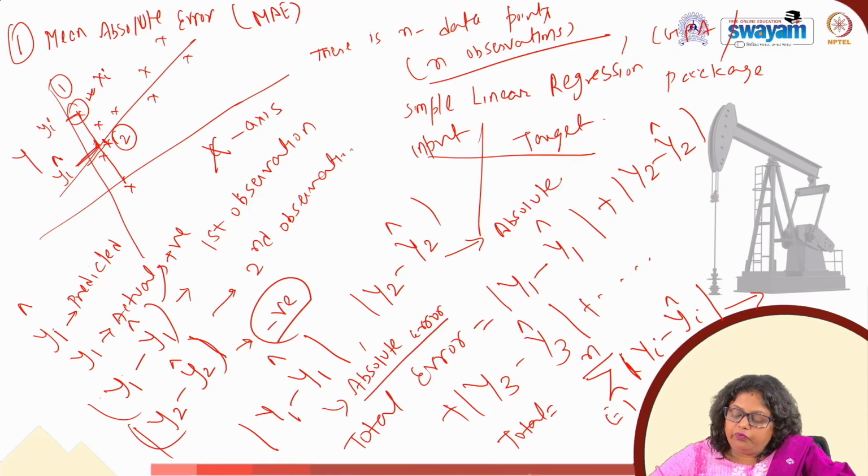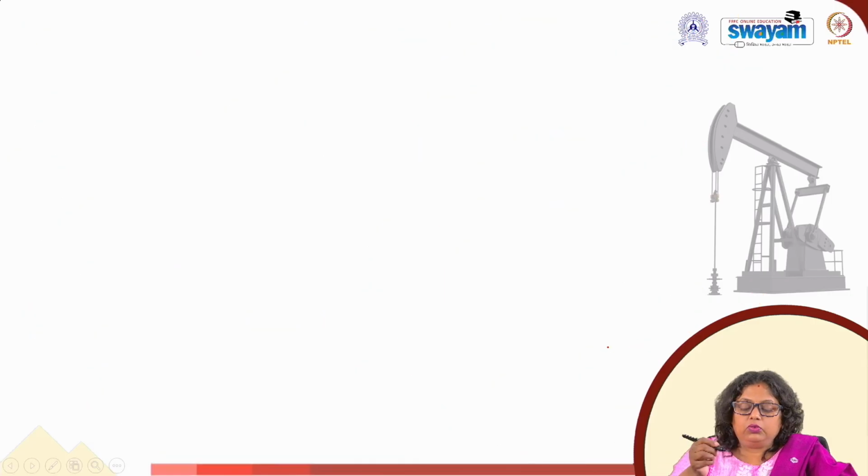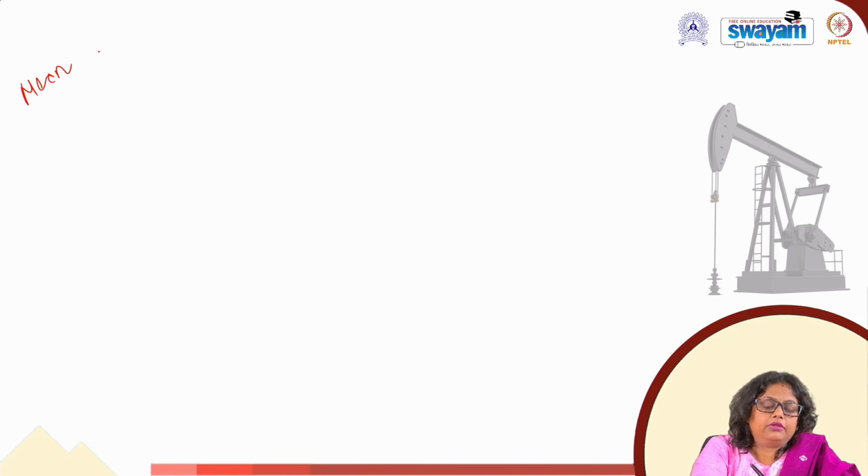So the total error is now calculated. I have considered all the data points, so we have n data points. In this summation, the absolute error corresponding to each point is considered. The total error is the summation from i equal to 1 to n of mod yi minus yi hat. But what I am mentioning here is the mean absolute error, so you need to take the mean.